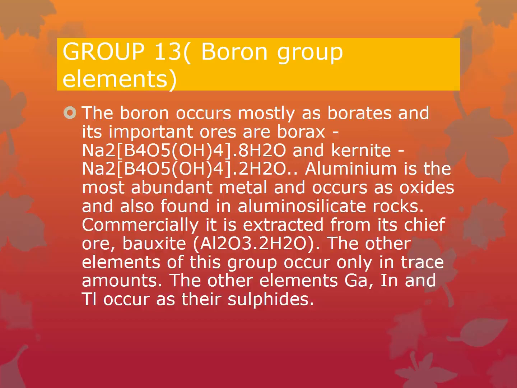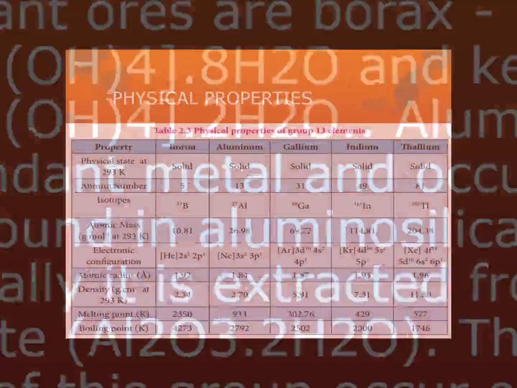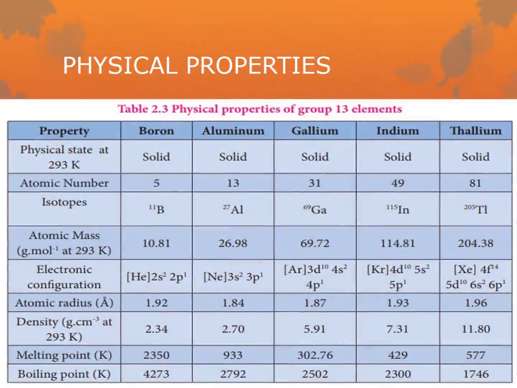Further, the physical properties are also given. What are the physical properties? The physical property of boron means its physical state, whether it is solid, or it may be liquid, or it may be gas. We will tell one by one.